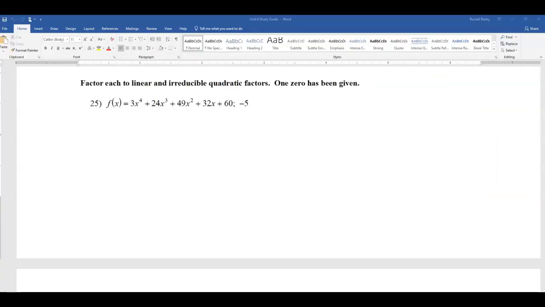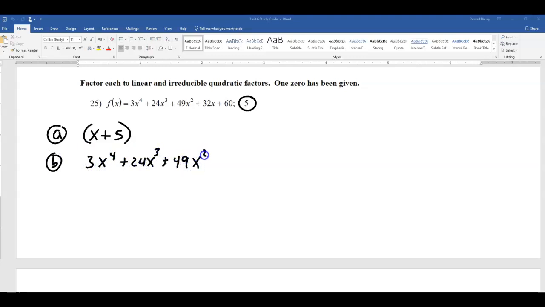All right, last problem we'll be looking at here together is number 25. On this one, we're going to be asked to factor it, and I give you one of the roots, and that's going to be your beginning point. So the first thing to do is identify the factor. Using the factor theorem, that means that the factor that goes with that root is x plus 5. And so what I want to do now is divide my polynomial by x plus 5.